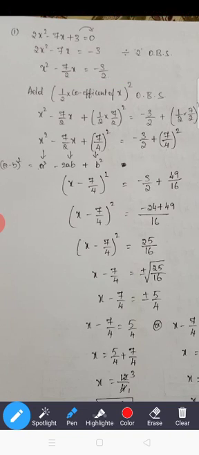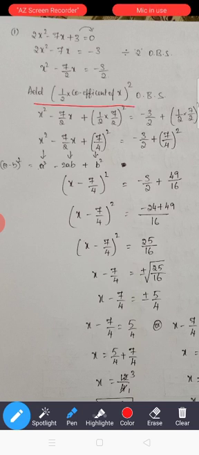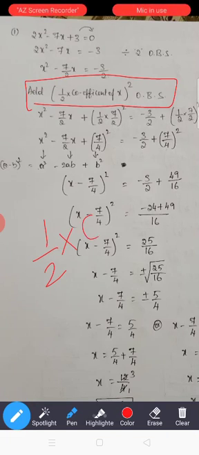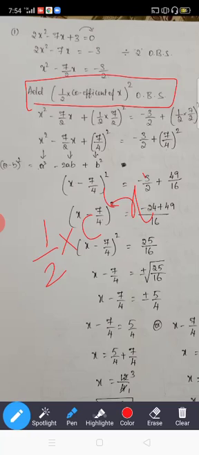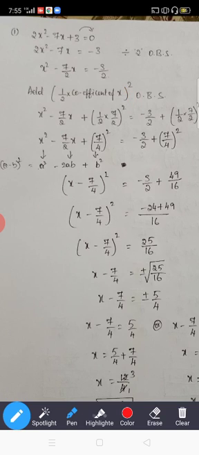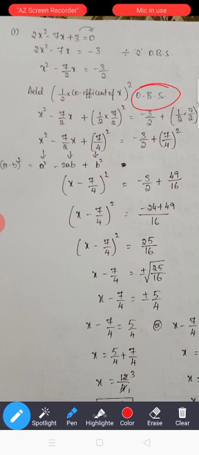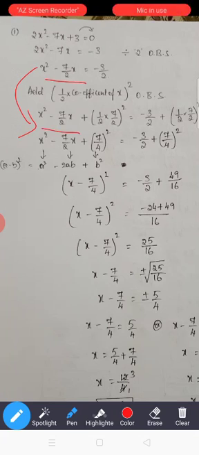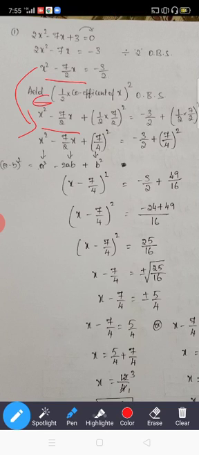Next, a very important step that you're supposed to follow here. You have to add half into the coefficient of x, whole square. That's very important, that you're supposed to add on both sides. So first write these two terms as it is. Finish. Next, as I said, add.